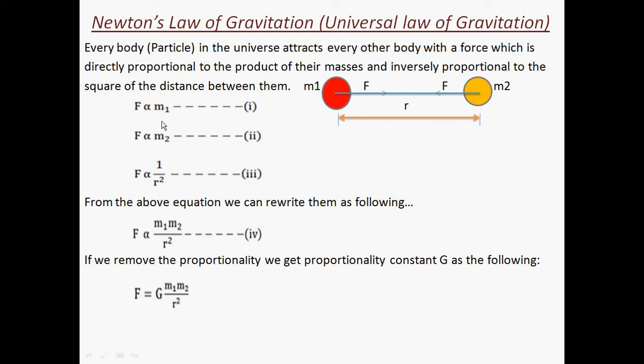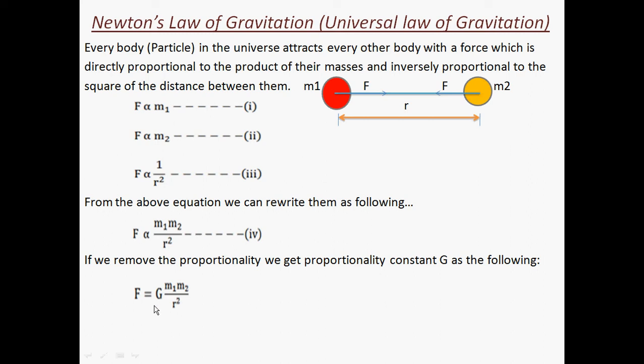According to the definition of Newton, the force is directly proportional to m1, and it is also directly proportional to m2, and it is inversely proportional to the square of the distance between them, that is r. From the above statement we can rewrite it as F is directly proportional to m1 m2 upon r square. If we remove the proportional sign, a universal gravitational constant G is added, so F is equal to G m1 m2 upon r square. This is the relation for Newton's law of gravitation, the universal law of gravitation.